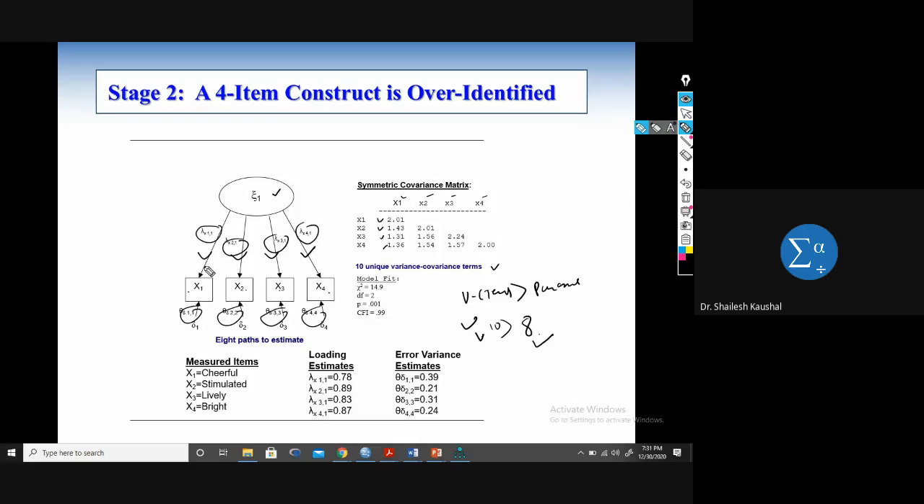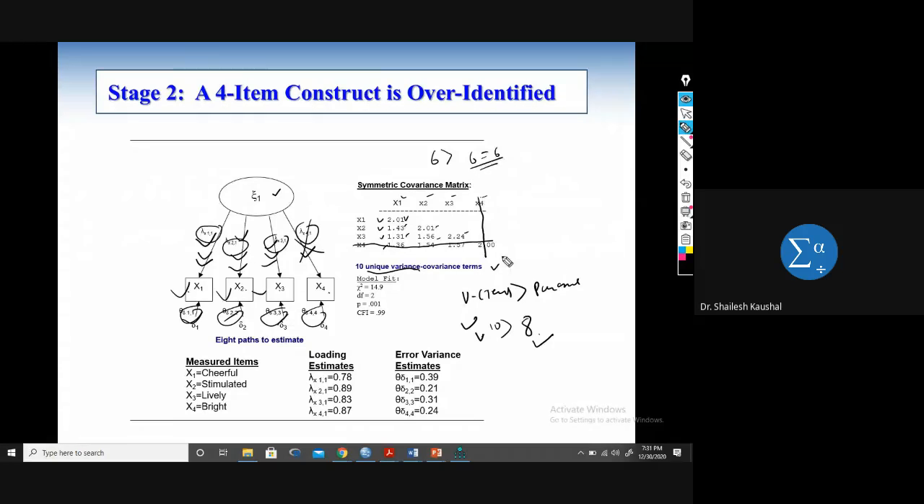Now, when we take 3, 1, 2, 3, I am removing this variable. I am not taking it in this construct, I am taking only 3 variables, 1, 2, 3. So how many terms? 1, 2, 3, 4, 5, 6: 6 unique variance covariance terms. And how many parameters here? 1, 2, 3, 4, 5, 6. So it is 6 equal to 6.